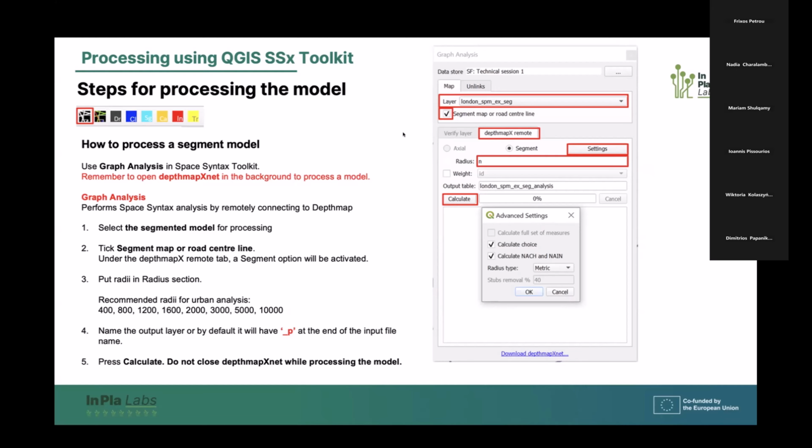Usually, the output layer by default will have the letter P at the end, which refers to processed or analyzed. And after that, you just press calculate. And please do not close the DepthMapX software while processing the model. You need to open DepthMap first, and you need to keep it running throughout the whole process.